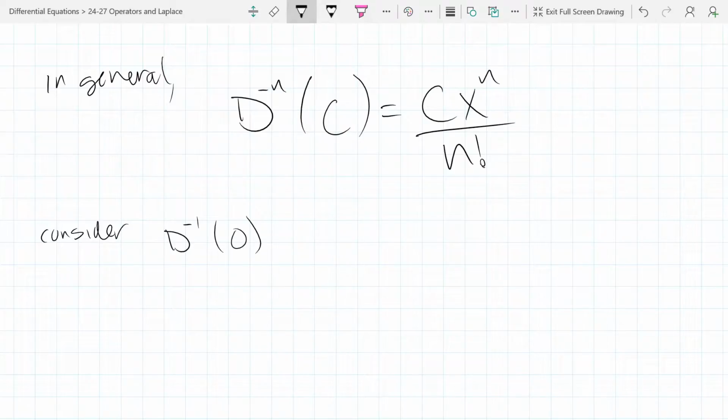So let's consider D inverse of 0. How do I figure out D inverse of 0? We can set it equal to y and figure out what y is. This is how we did this before. We're going to move the operator to the other side by using the inverse operator. On my notes I have that this should equal 0.